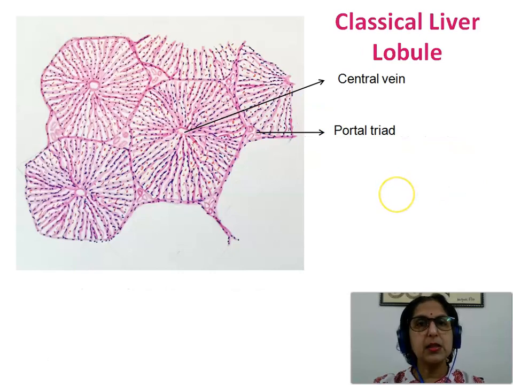This here is a diagram showing us the classical liver lobule. So as is seen here, each lobule is polygonal or hexagonal in shape. The center shows presence of central vein, and from here we see radiating cords or plates of hepatocytes. And when we see the 6 outer angles, at each of these we see presence of a portal triad. So that is how a classical liver lobule looks like.